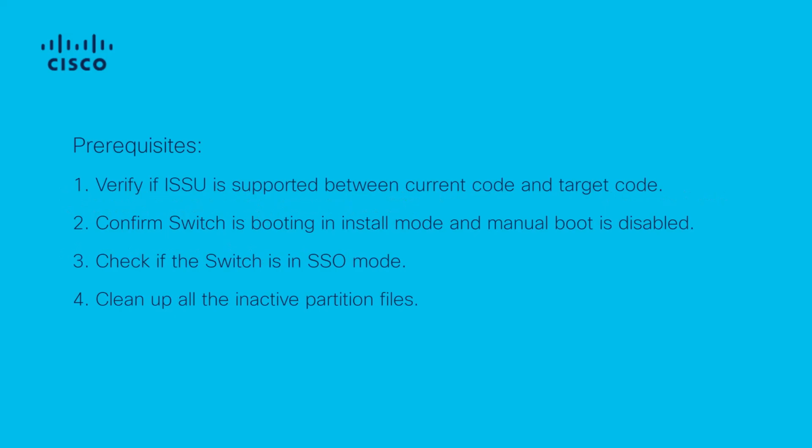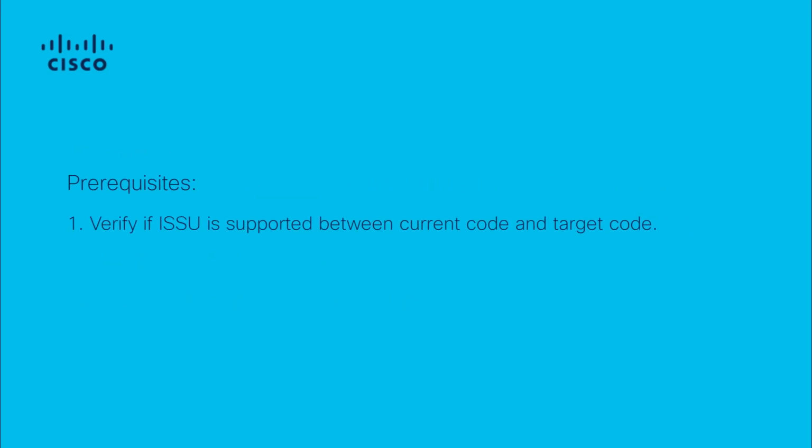Prerequisites: verify if ISSU is supported between current code and target code. Confirm the switch is booting in install mode and manual boot is disabled. Check if the switch is in SSO mode. Clean up all the inactive partitions. Prerequisite 1: verify if ISSU is supported between your current code and target code.